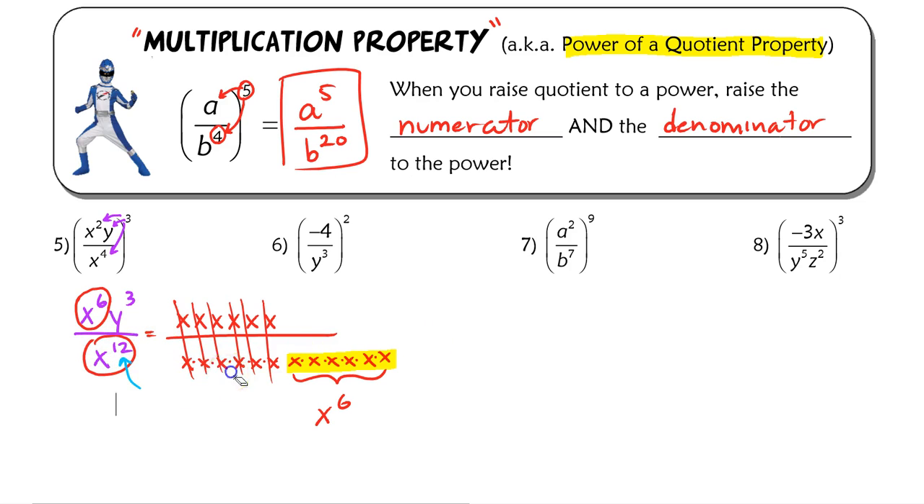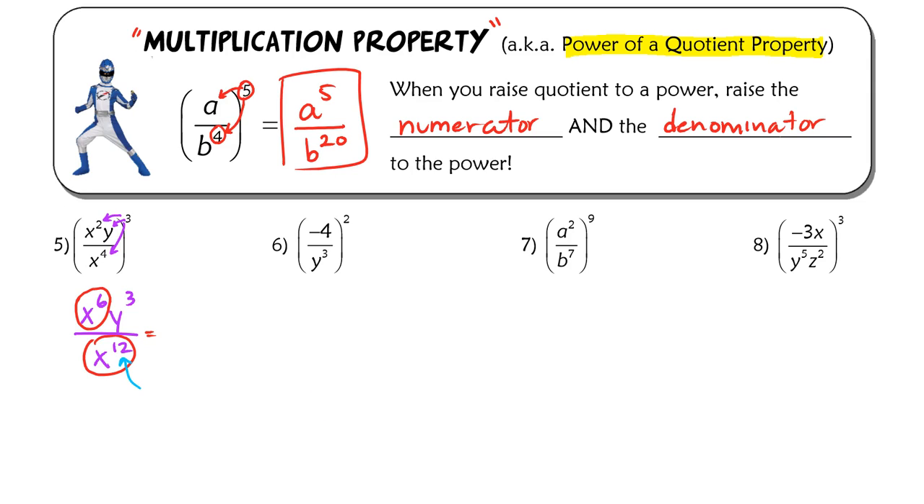So I'm going to rewrite this. Let me erase all of this. When I simplify x to the 6th over x to the 12th, I'd have x to the 6th left over, but we're going to keep them on the bottom. And y to the 3rd would stay on top. So there would be my final answer.